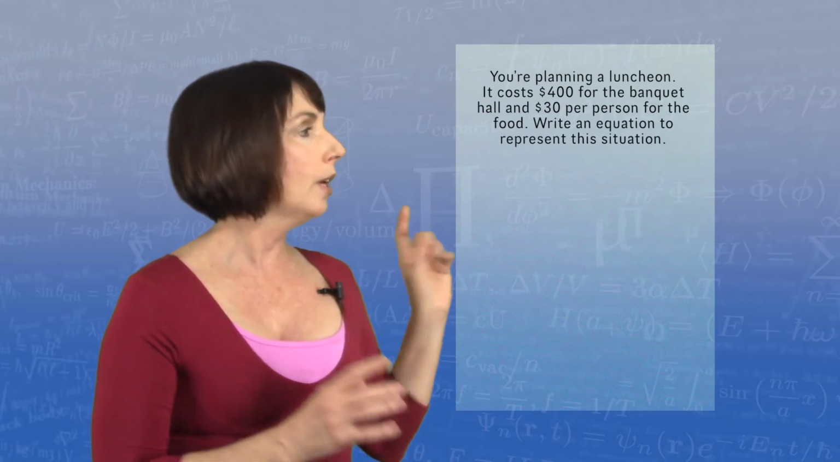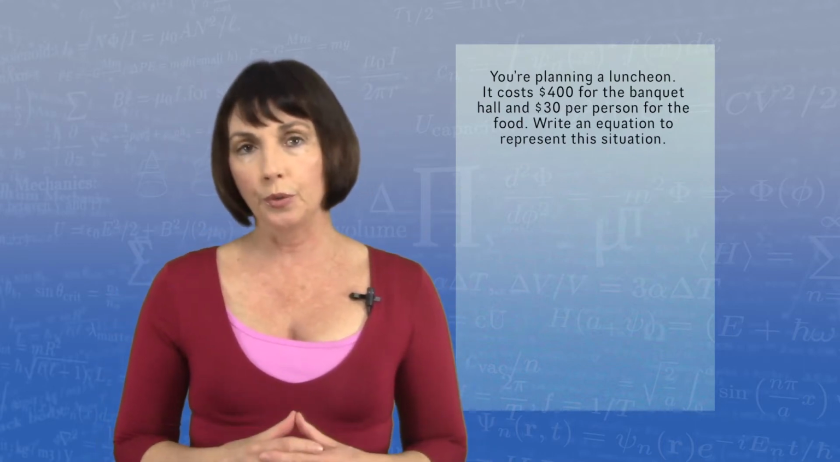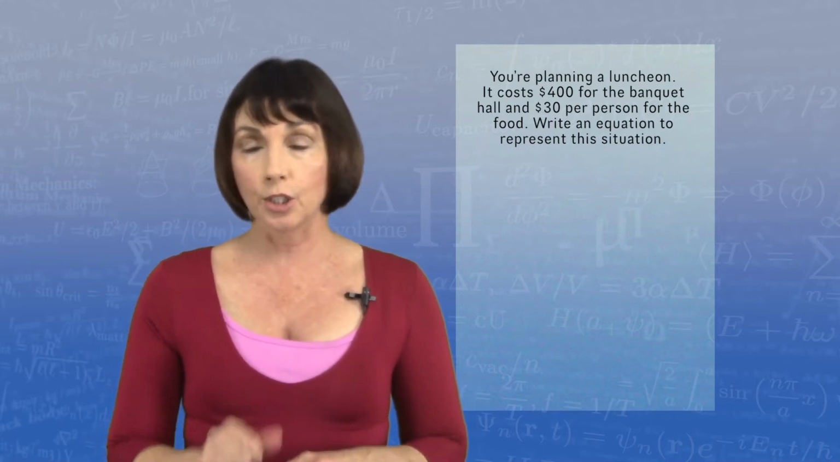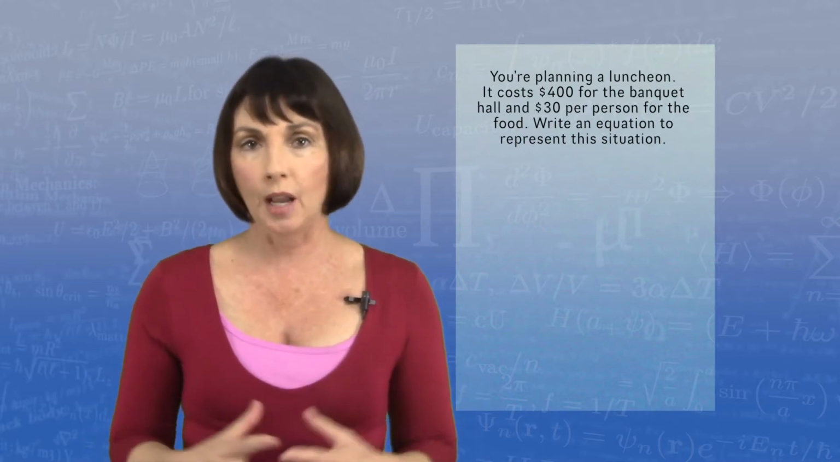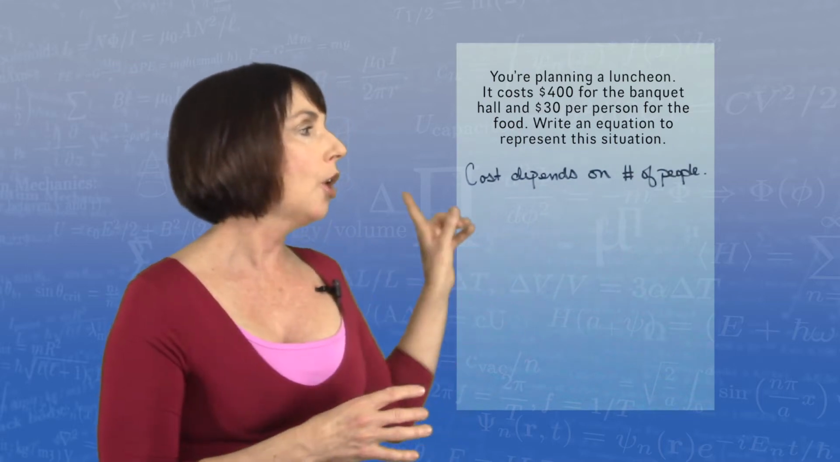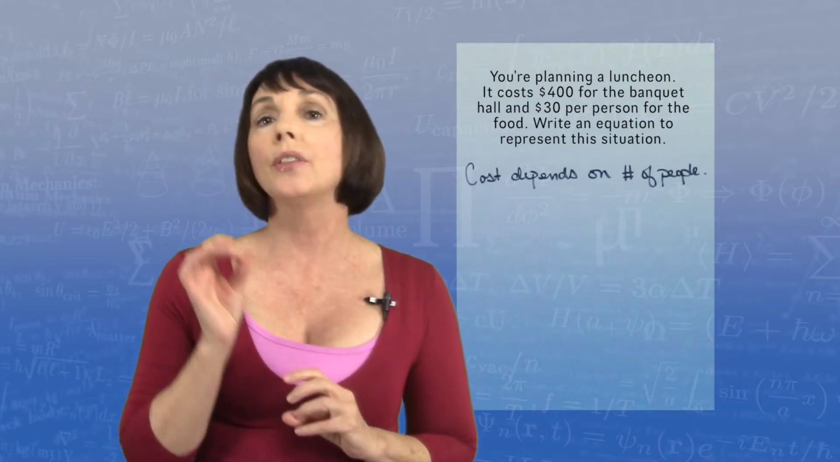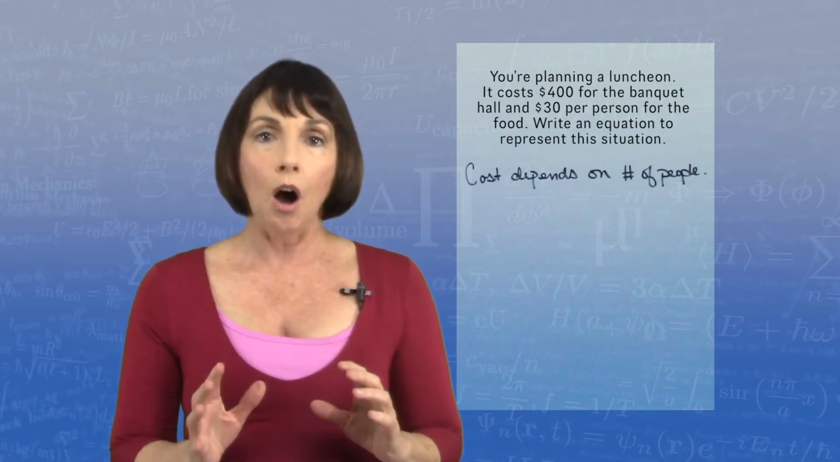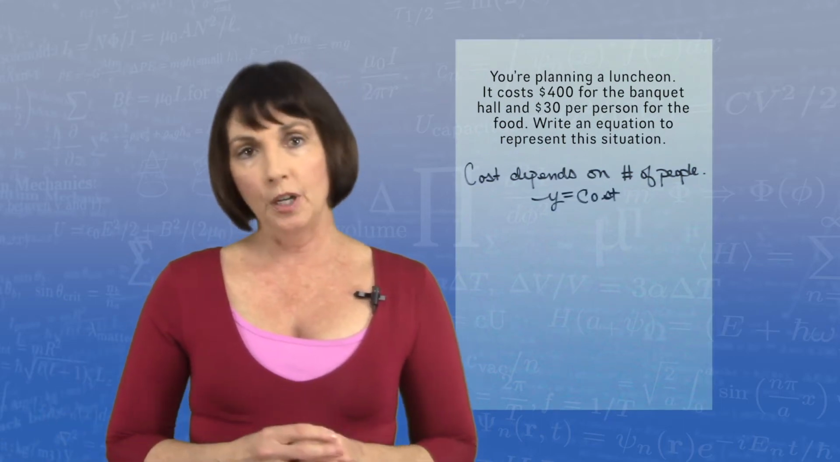You're planning a luncheon. It costs $400 for the banquet hall and $30 per person for the food. We want to write an equation that represents this situation so we can figure out how much the luncheon will cost. So let's take a look at what we're saying here. We're saying that the cost depends on the number of people who attend. So our cost, let's call it y, our variable y.